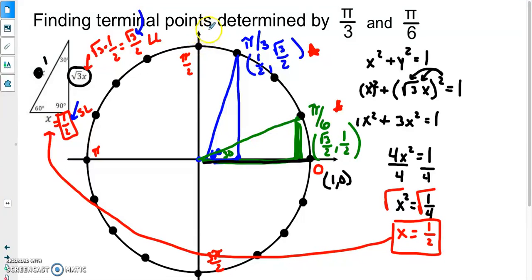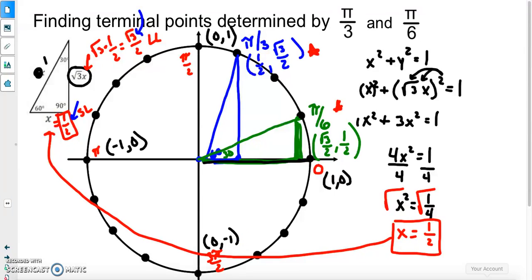If I go straight up to pi over 2, that's a vertical move. I did not move left and right, I went straight up. So I have the point 0, 1. If I go over here to pi, that means I just went left. Well, I go left 1 because that's the radius of negative 1. I did not move up and down. If I go down here, straight down to 3 pi over 2, I did not move left and right. I went straight down, negative 1. So there's my building of the unit circle. I added your 0, pi over 2, and 3 pi over 2 onto there, but that's why it comes as well.